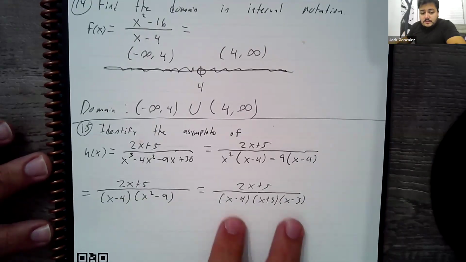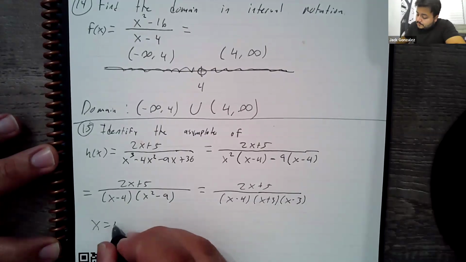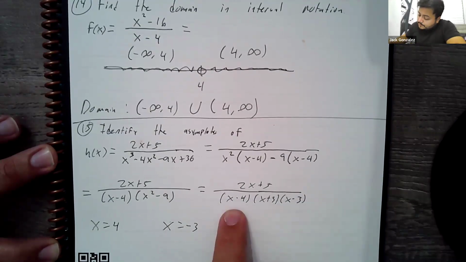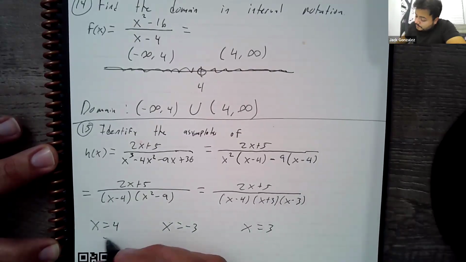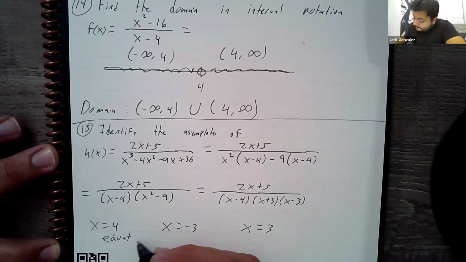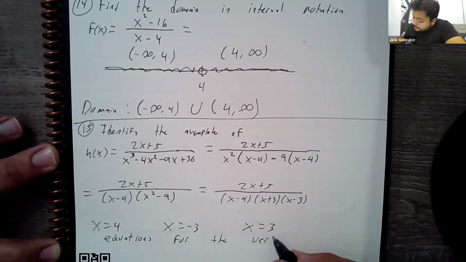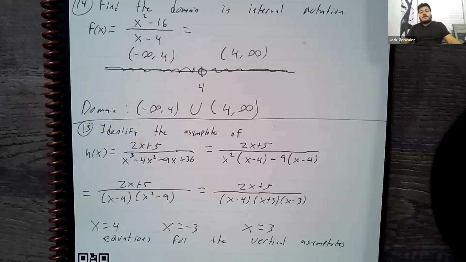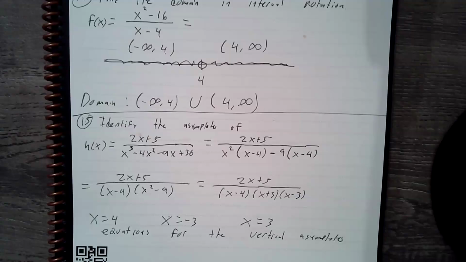So anything that makes the denominator 0 will be the asymptotes. So x equals 4, x equals negative 3 for this one, 4 for that one, x equals 3. So this would be your equations for the vertical asymptotes. Do you have any questions on the factoring or that last step? Nope.